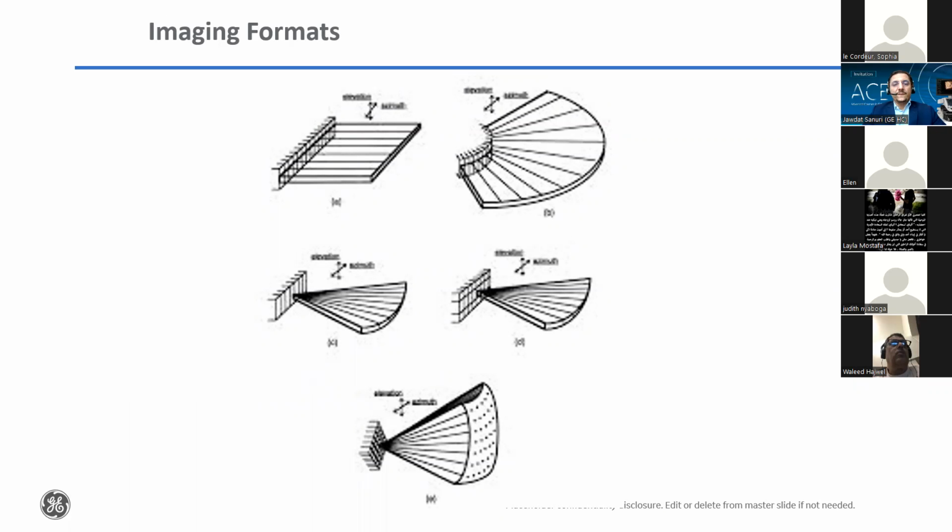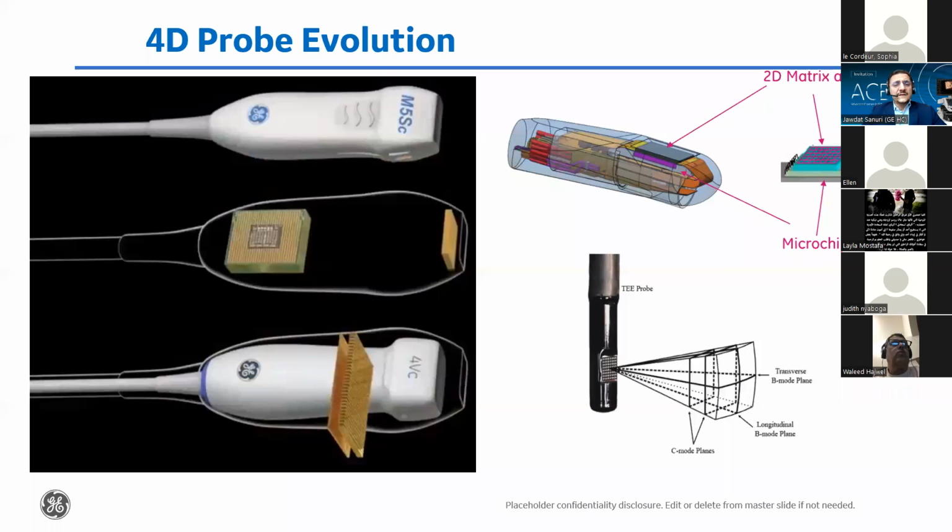The fundamental core of 4D is having the 4D probe, which has a matrix array in order to scan a pyramid-shaped volume that can go up to 90 degrees by 90 degrees. This is powered by advanced processing CPUs inside the probes, whether transthoracic, adult, pediatric, or transesophageal. Who knows, there might even be 4D transesophageal probe capabilities in the future.